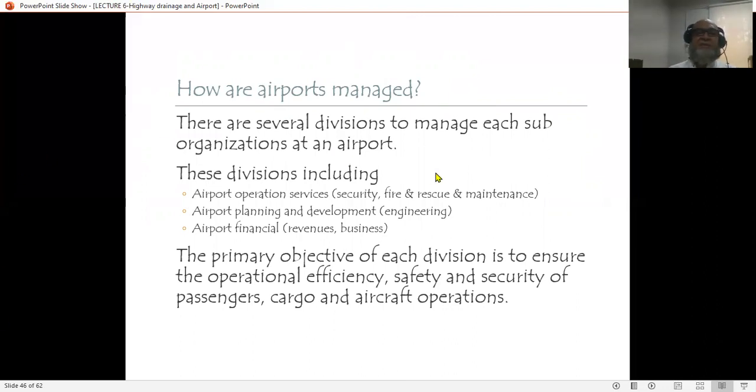How is an airport managed, or who are the stakeholders in an airport? There are what we call airport operation services that include security, fire, rescue, and maintenance. Then there are airport planning and development. This is where civil engineers, mechanical engineers, and urban engineers can be employed. And then there are airport financial revenues, talking about the business, accountants, and all other people of these trades come into this category. So the primary objective, again, is to ensure the operational safety and security of the passengers, cargo, and aircraft operations.